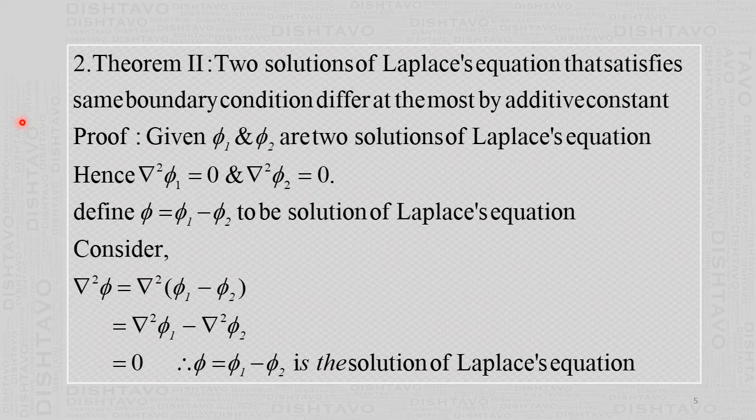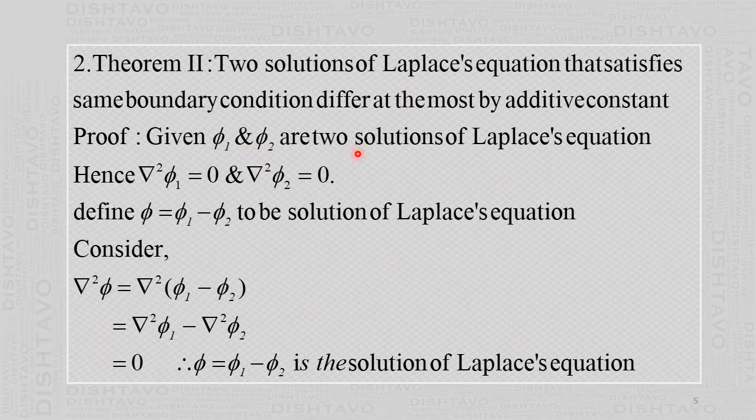Now let us take up the second property of the solution of Laplace's equation, which is called theorem 2. Here, suppose there are two solutions of the Laplace's equation satisfying some boundary condition. Now they will differ at the most by some additive constant. So we have to prove this, and we will also see the meaning of this statement.